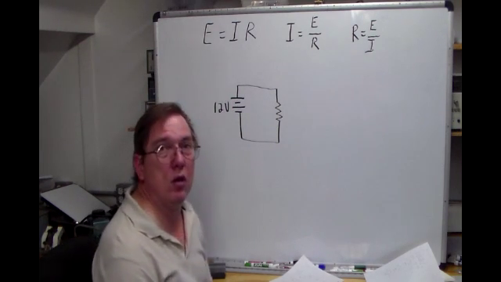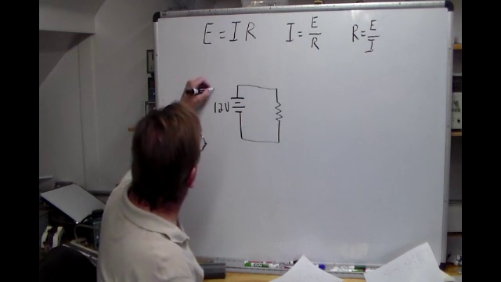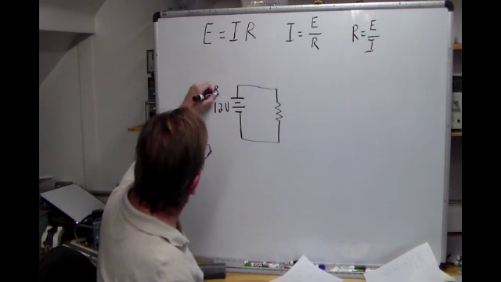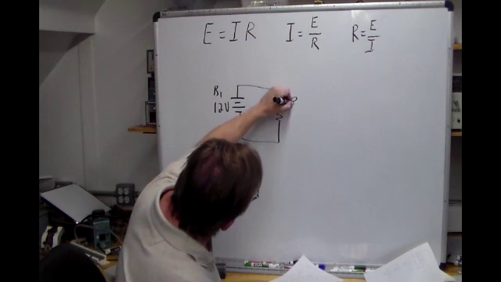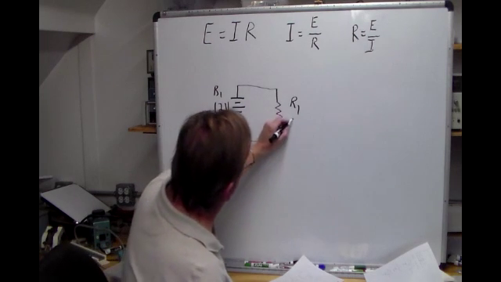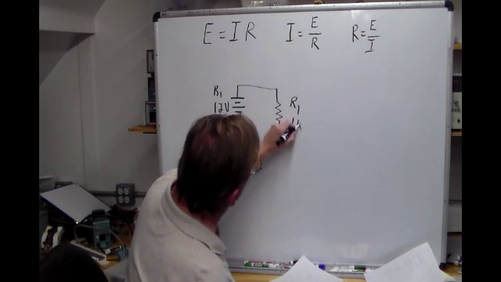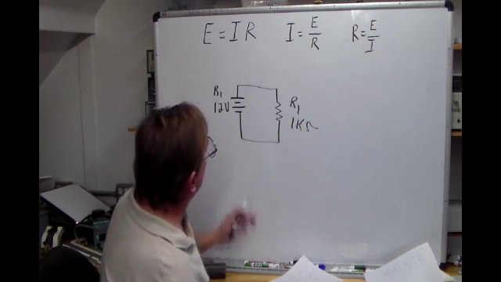And what you can also notice is that you're going to name individual components. So let's call this B1. And let's call this R1. And this is 1 kilo ohm. So we're going to measure the current.